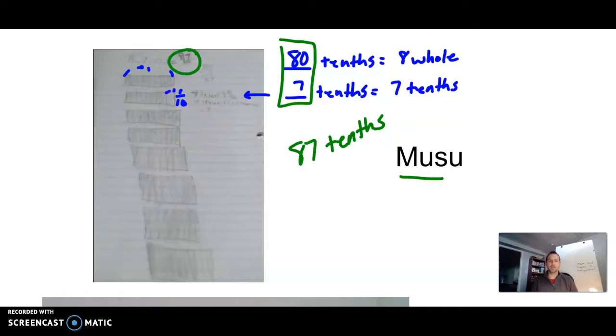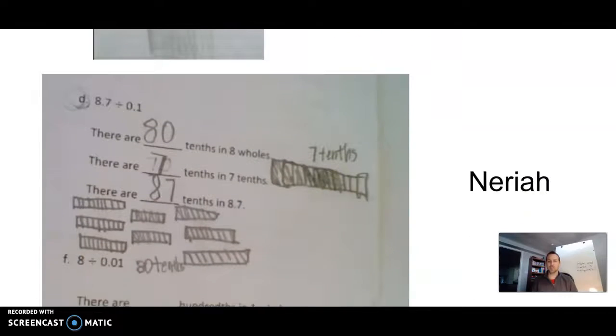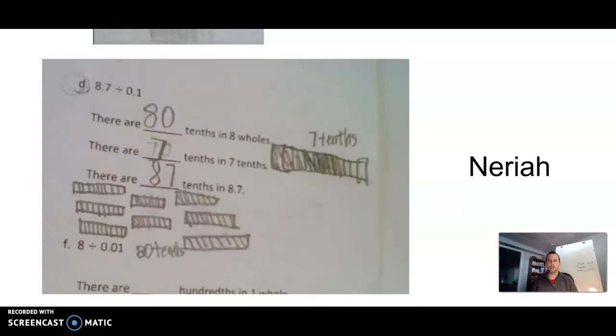The other fellow genius that I'd like to demonstrate is Nuraya. Nuraya as well, I can see her models here. There's her 1, 2, 3, 4, 5, 6, 7, 8. And she went ahead and said, well, there's 80 tenths. Maybe we go ahead and just label that this is a whole, and one of those is 1/10. But I can see that there's 10 pieces to each, giving you 80 of them.